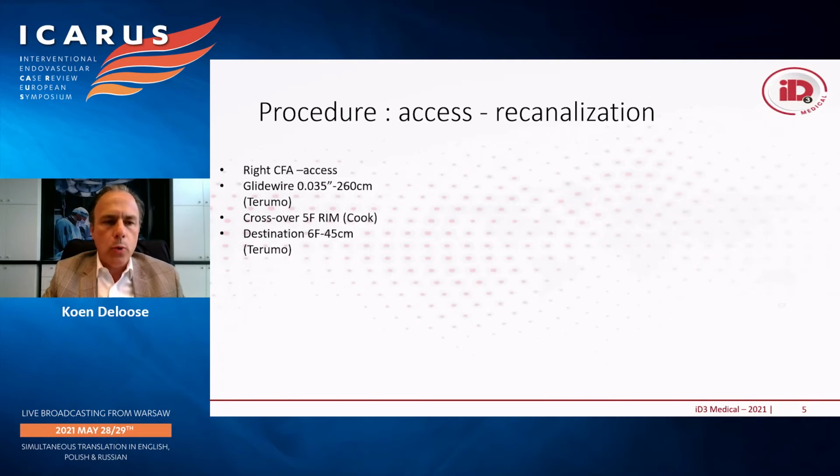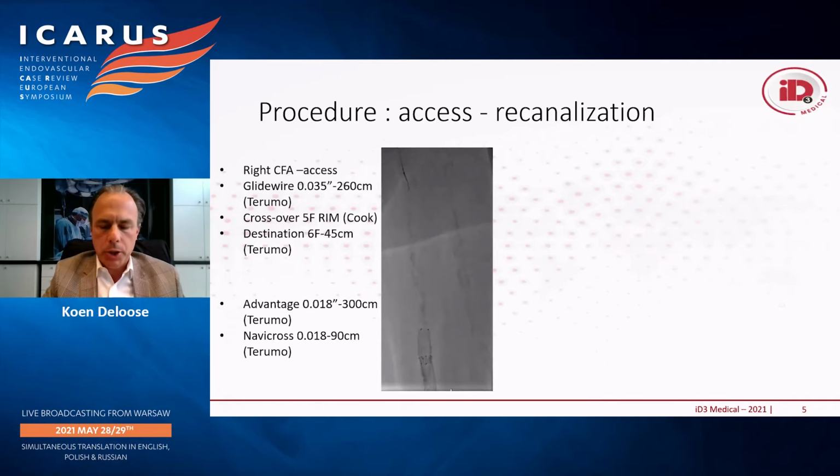So I performed, as I've mentioned, a crossover procedure, an access on the right common femoral axis with a glide wire 035, a Rim catheter of Cook, and we implanted a 6 French 45 centimeter Destination sheath of Terumo in the contralateral common femoral artery. And then I start with an Advantage 018 wire of Terumo, try to drill, to spin into this occlusion and try to stay intraluminally. Definitely in the first part, because I absolutely want to end in the stent lumen and not between the stent and the vessel wall.